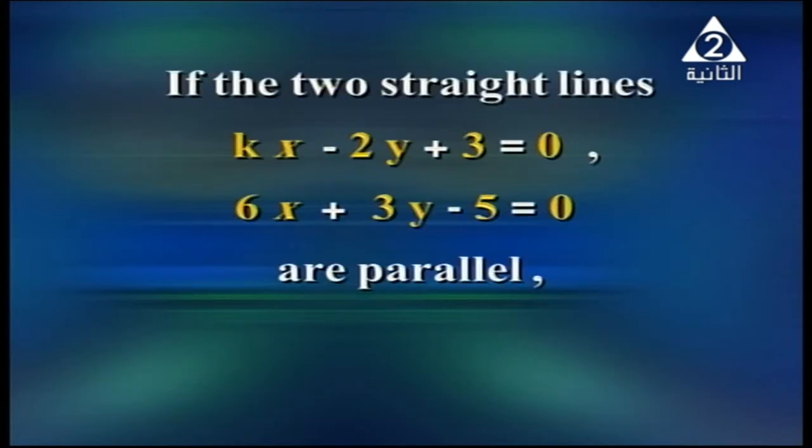Another example, if the two straight lines kx minus 2y plus 3 equals 0 and 6x plus 3y minus 5 equals 0 are parallel, then k equals what? As the two straight lines are parallel, their slopes are equal. So try to find the slope of the first line, which is denoted by m1, negative coefficient of x over coefficient of y. So it is negative k over negative 2 to obtain a result of k over 2. What about the slope of the second line? It is denoted by m2.